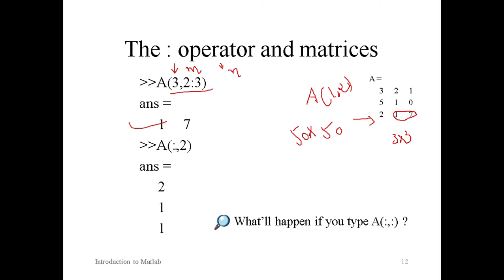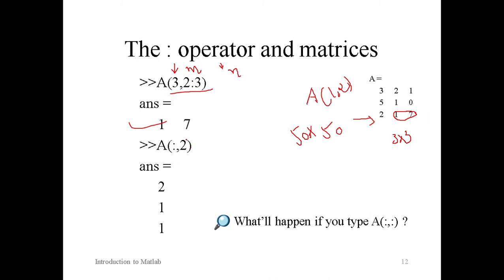So whenever we write colon in a matrix, it means we want the entire row or column. If it is here, in that case we want the entire row. If it is here in place of 2, in that case we will have the entire column. So it means that we want the entire row but only the second column.